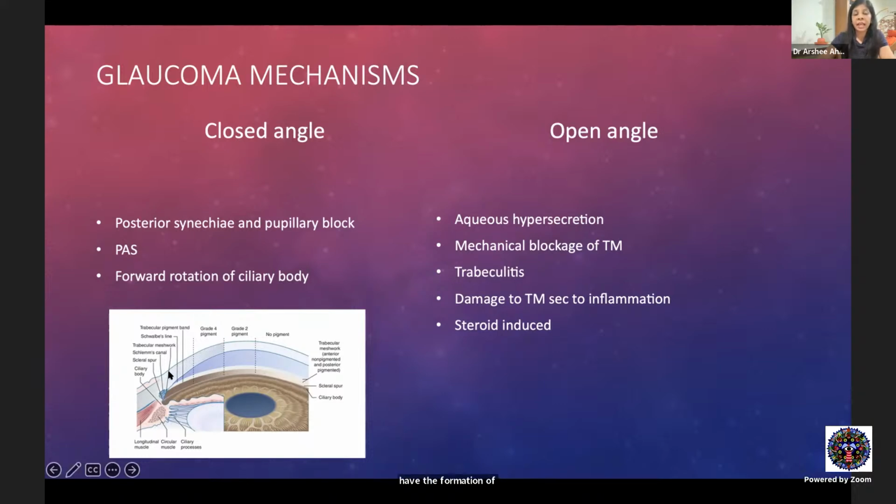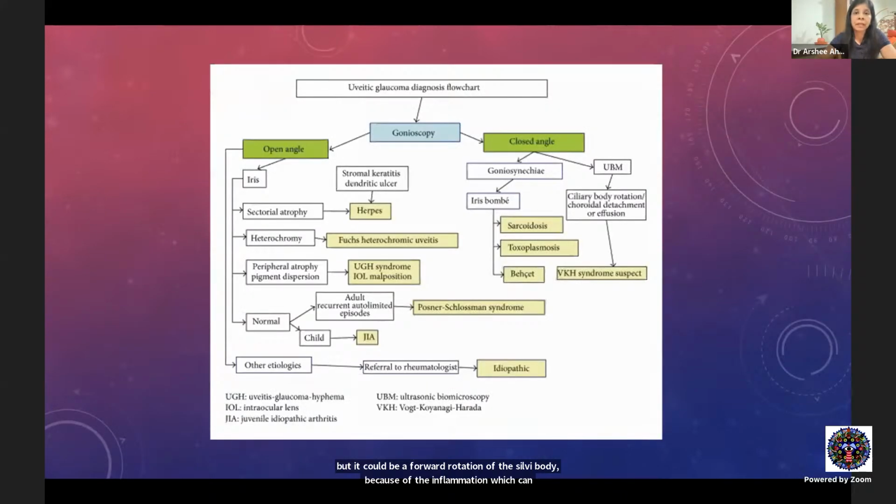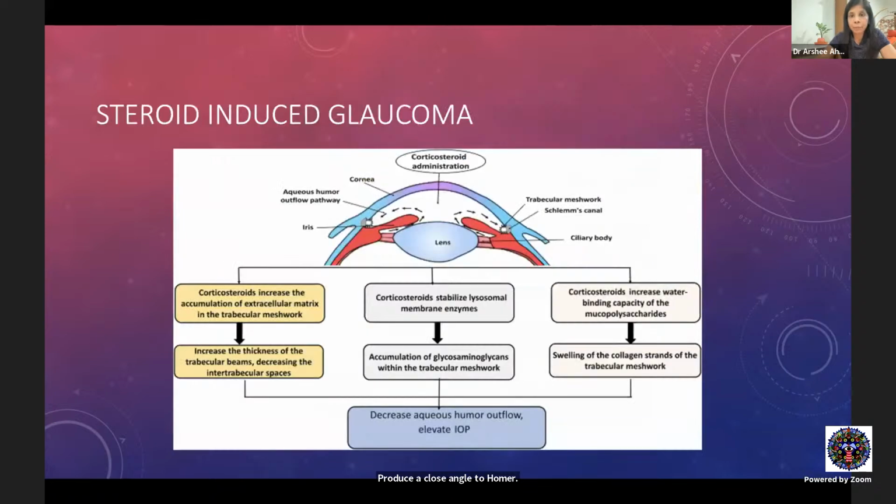peripheral anterior synechiae, and rarely, a word here, for example in patients with VKH, none of these may be the reason, but it could be a forward rotation of the ciliary body because of the inflammation, which can produce a closed angle glaucoma. I think we have covered most of these things, so I'll just skip this.